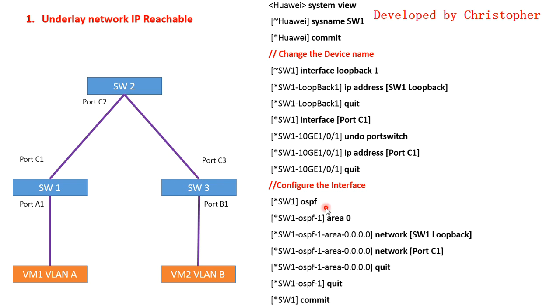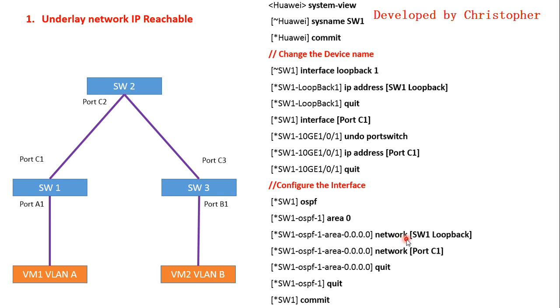And then we will run OSPF. This is OSPF. You can run IS-IS also, or you can even run eBGP. That is the best practice for the spine-leaf architecture. Area 0 means this is the backbone area. All of them, ports C1, C2, C3, are in the same area. Network means announcement. It will announce which subnets I have.